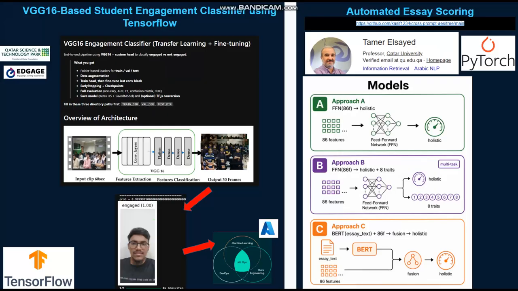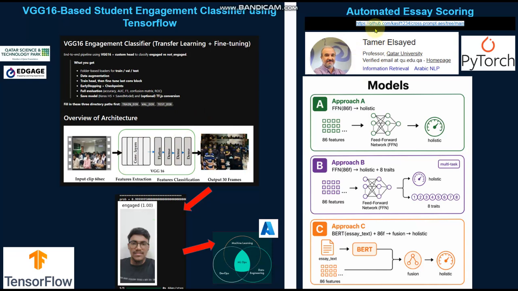These are some of my best projects. At QSTP, we used a VGG16 based student engagement classifier using TensorFlow. Essentially, TensorFlow was used here for easy deployment on Azure pipelines. The aim was to take a pre-trained model, which is VGG16, and add a classification head to classify whether students are engaged or not engaged. And we went through the complete machine learning pipeline and used TensorFlow.